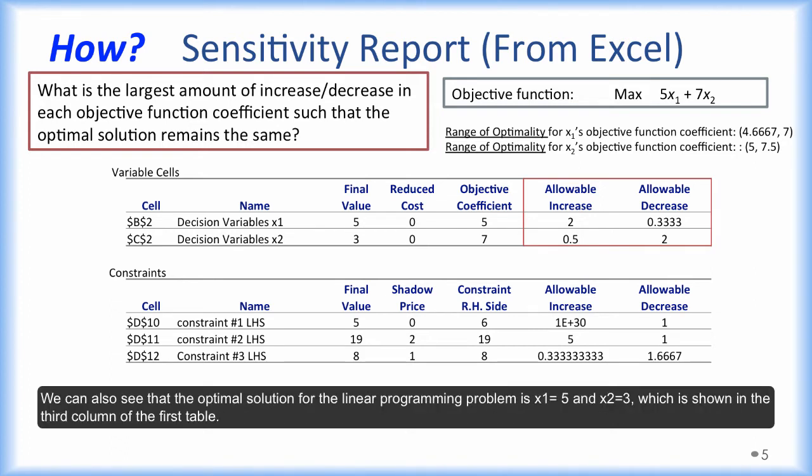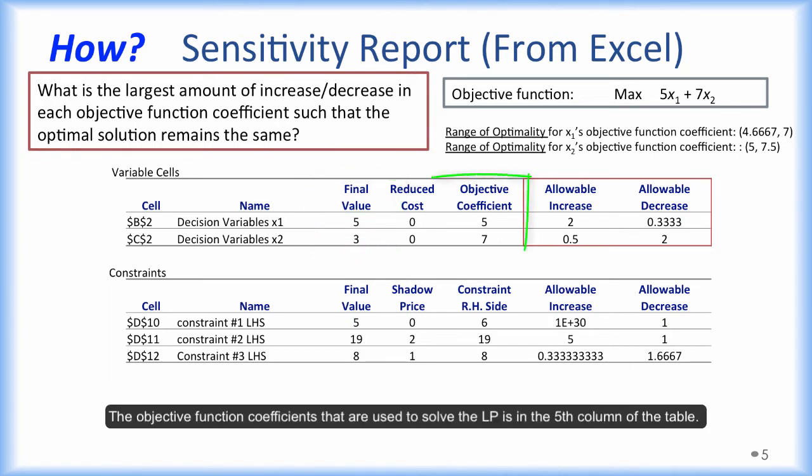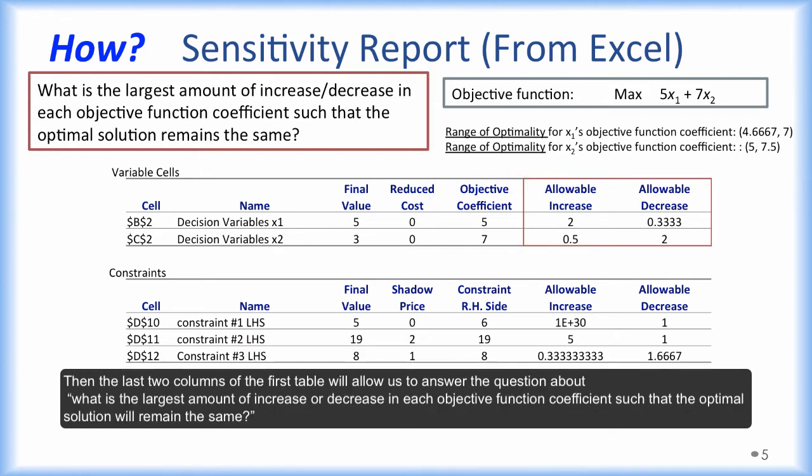We can also see that the optimal solution for the linear programming problem is x1 equal to 5 and x2 equal to 3, which is shown in the third column of the first table. The objective function coefficients that are used to solve the linear program are in the fifth column of the table. Then the last two columns of the first table will allow us to answer the question about what is the largest amount of increase or decrease in each objective function coefficient, such that the optimal solution will remain the same.